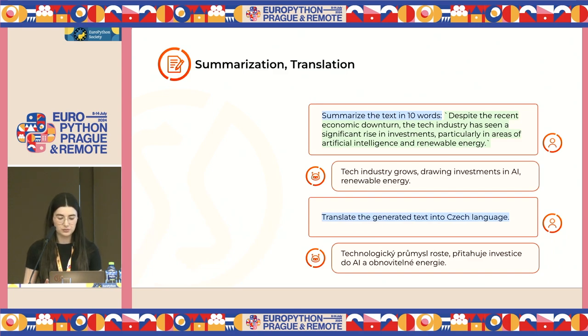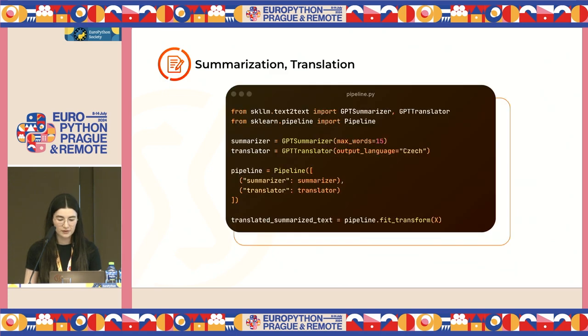A more natural approach would be to continue the conversation and ask the model to translate the already summarized text without manually copying and pasting. When working with Scikit-LLM, we can skip the step of manually chaining the components by using the fact that each estimator in Scikit-LLM is a scikit-learn compatible estimator and therefore can be used in a pipeline object. Here you can see that we have formed a pipeline that consists of two steps. Firstly, we apply a GPT summarizer, and then we apply a GPT translator.